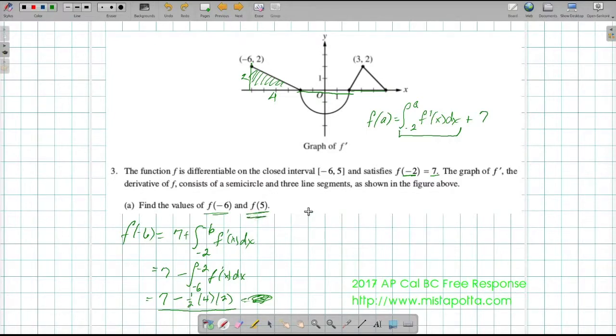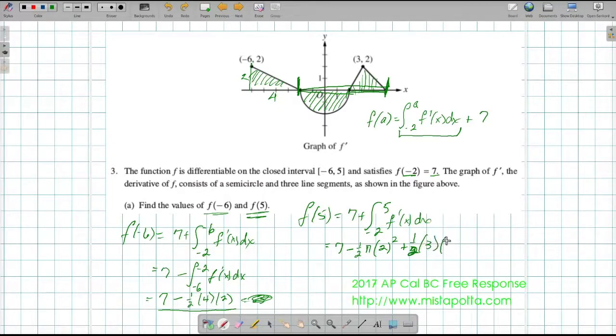Similarly, if I want to evaluate f of 5, I'm just going to take 7 plus the integral from negative 2 to 5 of f prime of x dx. And because I'm going from negative 2 to 5, I'm going from here all the way to here, which means I have a negative area down here, this semicircle, but I also have this positive area, this triangle. So I could say that it's 7 minus the area of that semicircle, which is going to be 1/2 pi times my radius squared, plus the area of this triangle, which has a base of 3, 1/2 of the base of 3 and the height of 2.